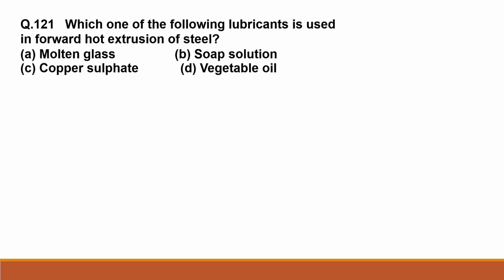Question number 121. Which one of the following lubricants is used in forward extrusion of steel? Molten glass, soap solution, copper sulfate, vegetable oil. First I will tell you what is the forward extrusion, hot extrusion of steel.